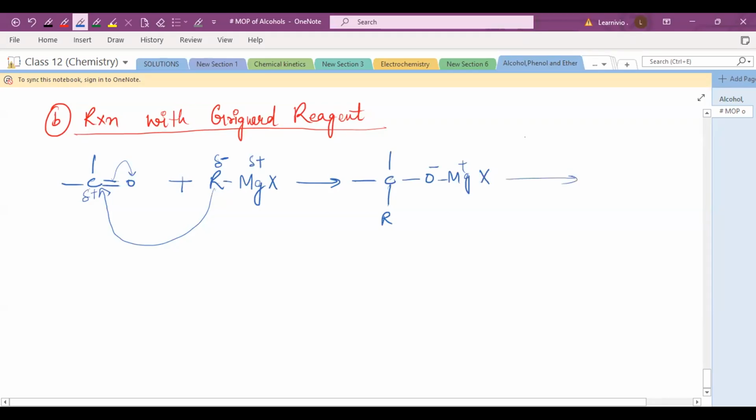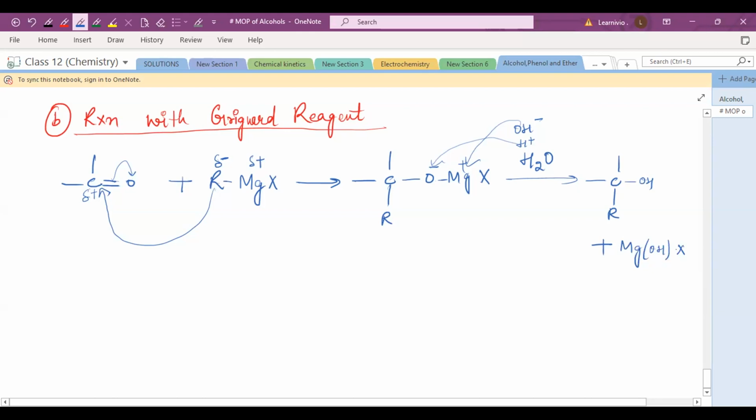Now in the second step, when you put water in it, okay, you do hydration, so what will happen, we know that it has H plus and OH minus ions, right? So H plus will go to this oxygen and OH will go to this Mg. So what will be the product? You will get hydrogen attached here, R will be there, and plus MgOH. This will be your byproduct.